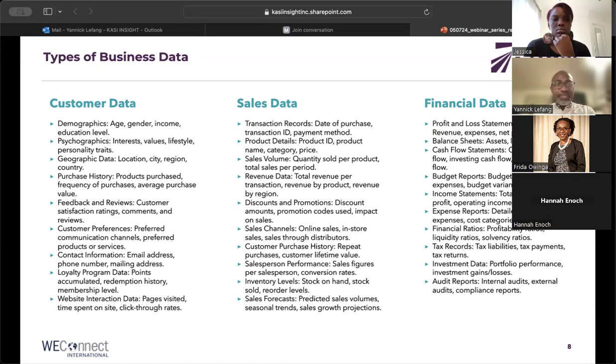So as you can see, customer data is really about your customer, and your customer can be individuals, they can be companies, right? And so there will be different variations of this data. For a company, you may be looking at the age of the company, the revenue of the company, the number of employees, the industries of the company. Psychographic, again, interests.